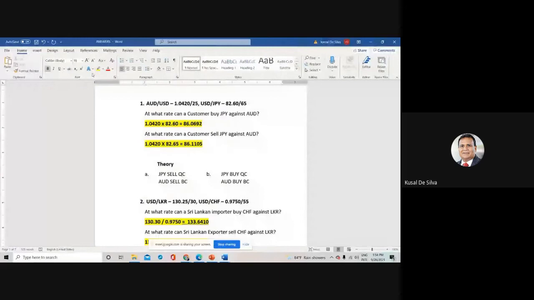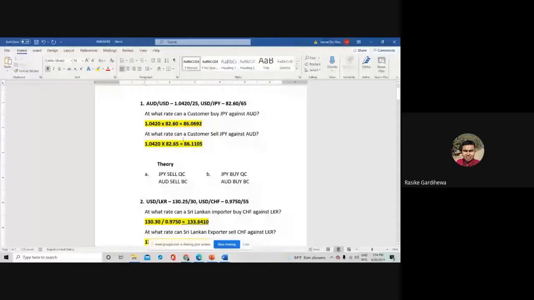What the customer does is sell JPY and then buy the base currency. Buy base currency is right. Sorry, I have put the right answer, but I also made a mistake. Then the bank will do the multiplication. It should be 86.16. At what rate does the customer sell JPY?